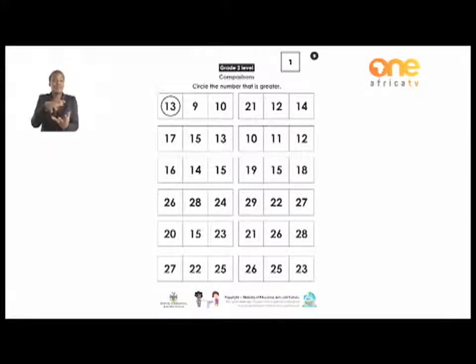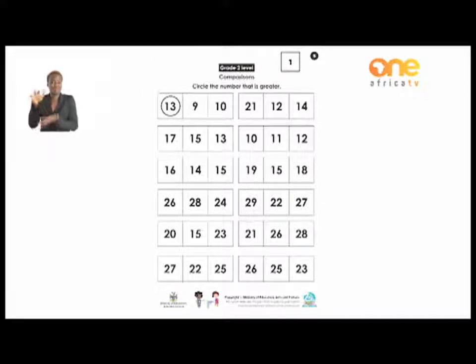All right, let's quickly look also at the next one. We have a 10, we have an 11, and we have a 12. We can notice by looking at the first digits that all of them are ones, which means they are all equal. But then we look at the numbers on the unit side. The first box has a 0, the second box has a 1, and the other one has a 2. So we encircle the one with a 2 because that one is the biggest of them all.